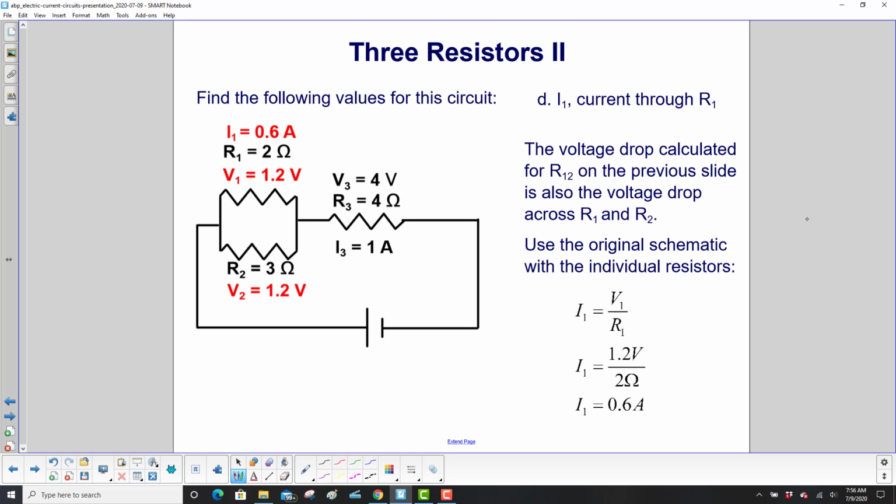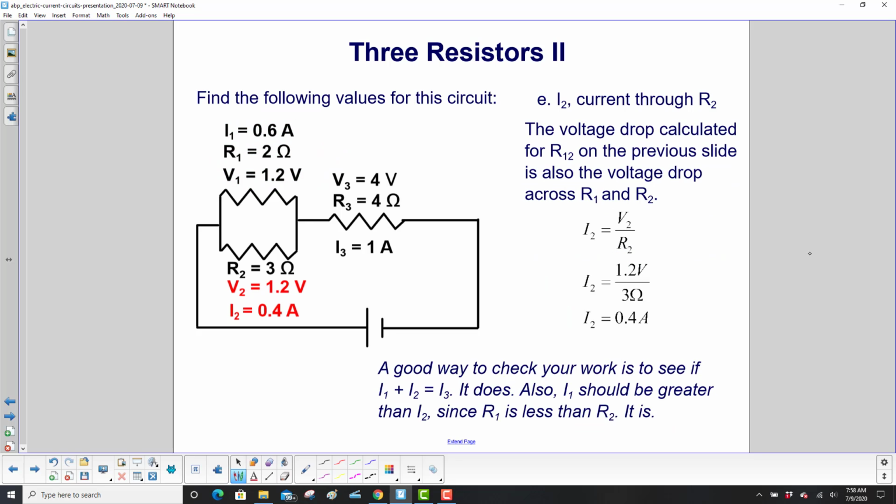Find the current through R1. Well, that means we have to go back to our original schematic where R1 shows up. So here it is right here. Here's R1. We know the voltage drop because the voltage drop calculated for R12 is also the voltage drop across R1 and R2 individually. So we write that in. There's the voltage. Here's the resistance. To find the current, we use Ohm's law, V over R, and we find the current through R1 is 0.6 amps. And we go ahead and label that right there.